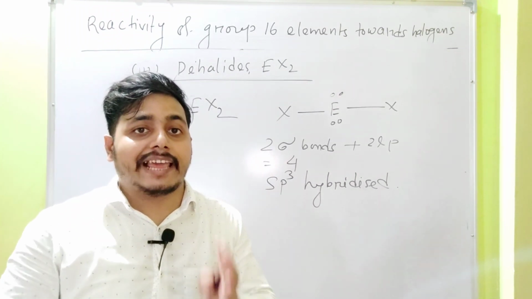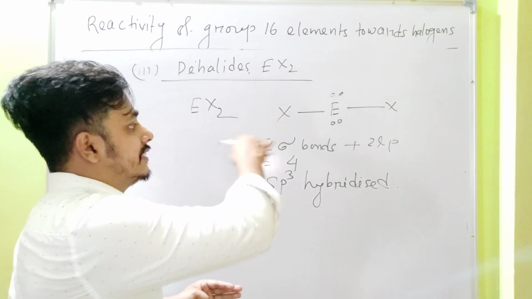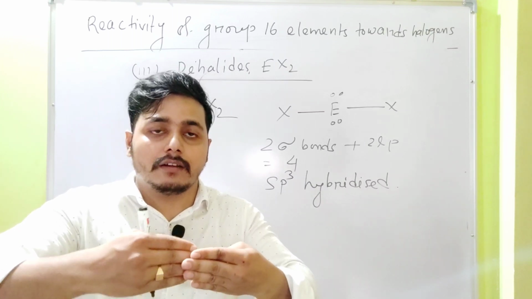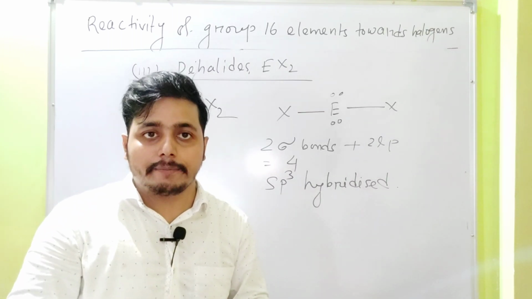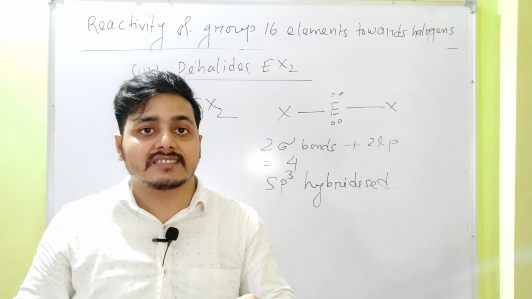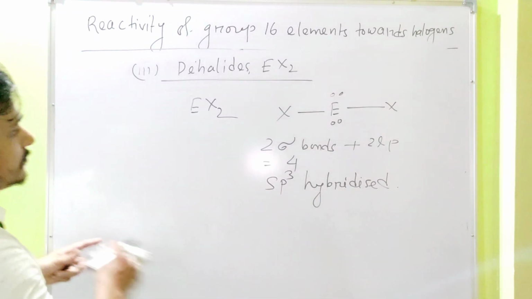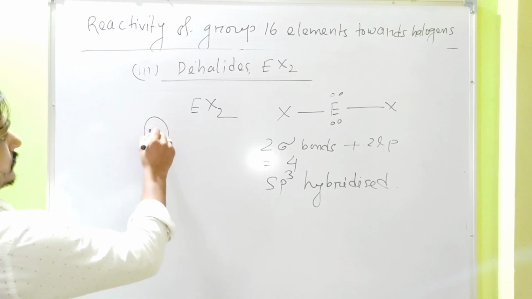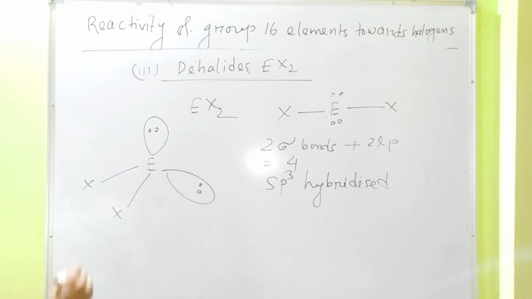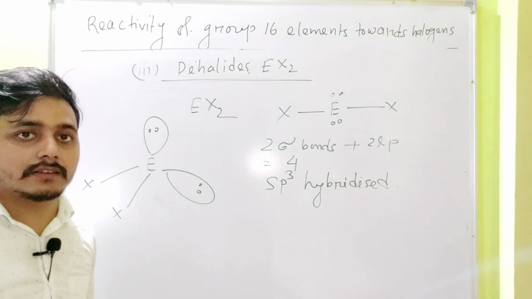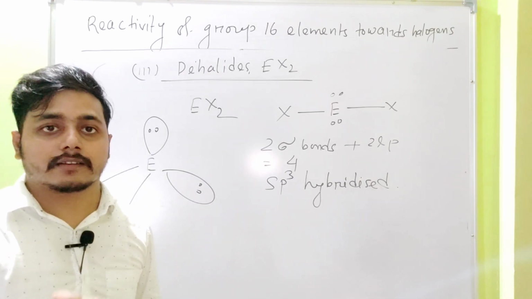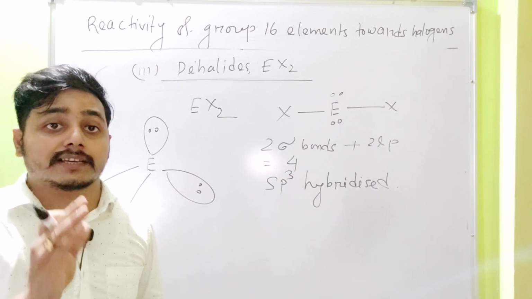There are 4 electron pairs around the central atom. Electron pairs include both lone pairs plus sigma bond pairs. Now 4 electron pairs means tetrahedral geometry. But while we decide shape, we do not consider lone pairs of electrons according to VSEPR theory.